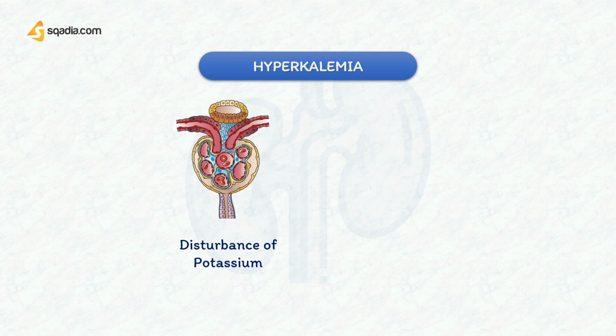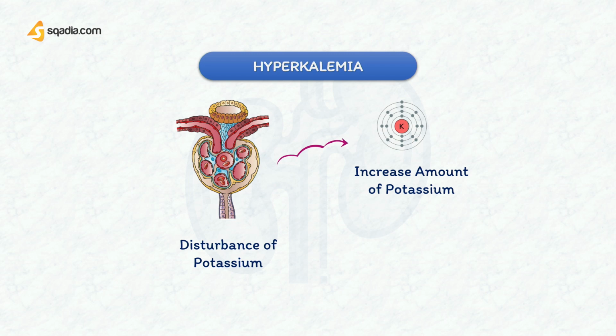These usually are observed due to disturbed homeostasis of potassium inside the glomerulus, which are the tiny filters in the kidney. Now, this imbalance will increase the amount of potassium inside the body. So it leads to metabolic acidosis, which is obviously characterized by an imbalance in the body's acid-base balance.